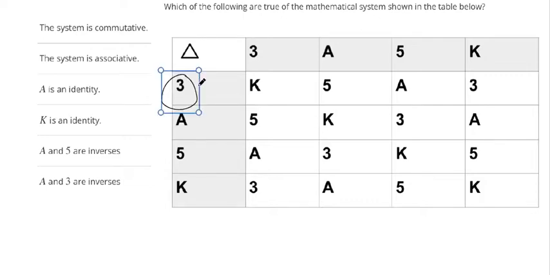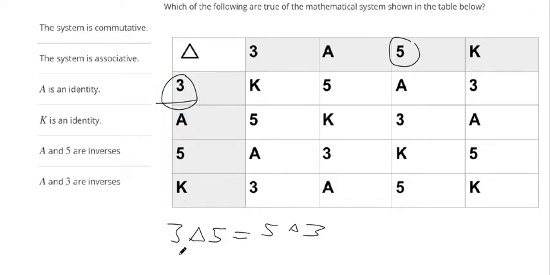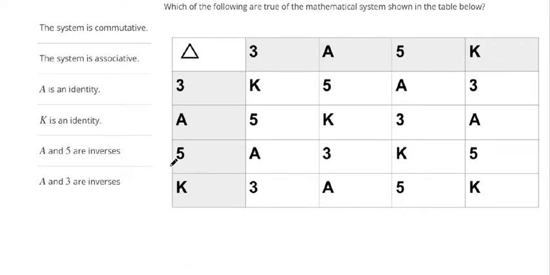We want to check 3 and 5. So 3 triangle 5, we need that to equal 5 triangle 3. If it doesn't, we say this isn't commutative. So 3 triangle 5 gives us A as a result. When you match those up, the row and the column gives us A. Now if we swap them, if we do 5 on the row and 3 on the column, we also get A. So it's looking good. Now we should pair up 3 with K. So 3 in the row, K in the column gives us 3. And then if we go K on the row, 3 in the column, that also gives us 3.